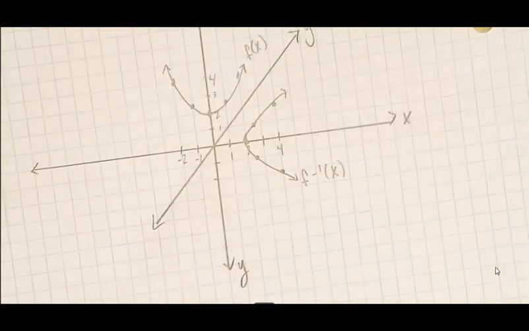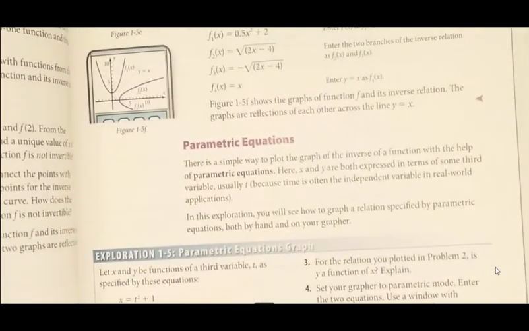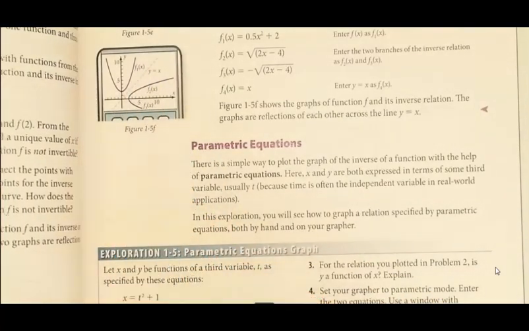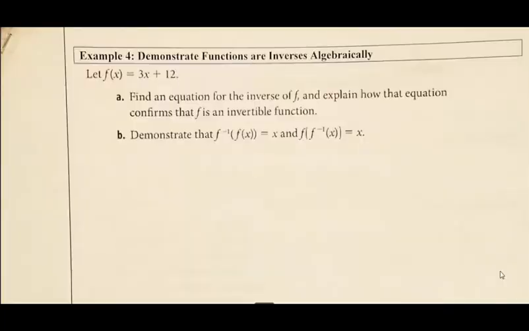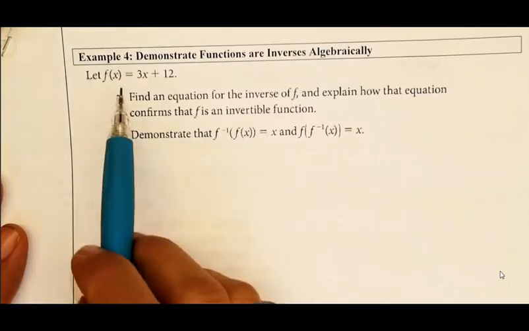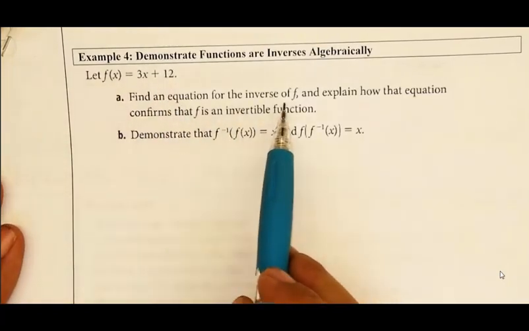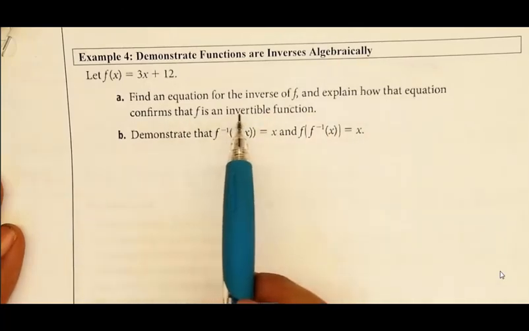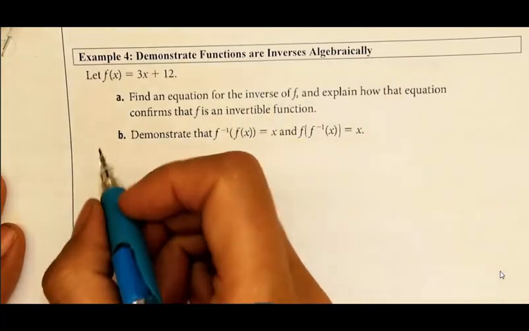Okay, you can also look in your book. So this is page 39. This is the picture that they're showing. But instead of taking up your time right now, I'll let you go ahead and do it yourself. I'm going to skip to example 4. You're given this function. You have to find an equation for the inverse of function f and explain how that equation confirms that f is an invertible function.